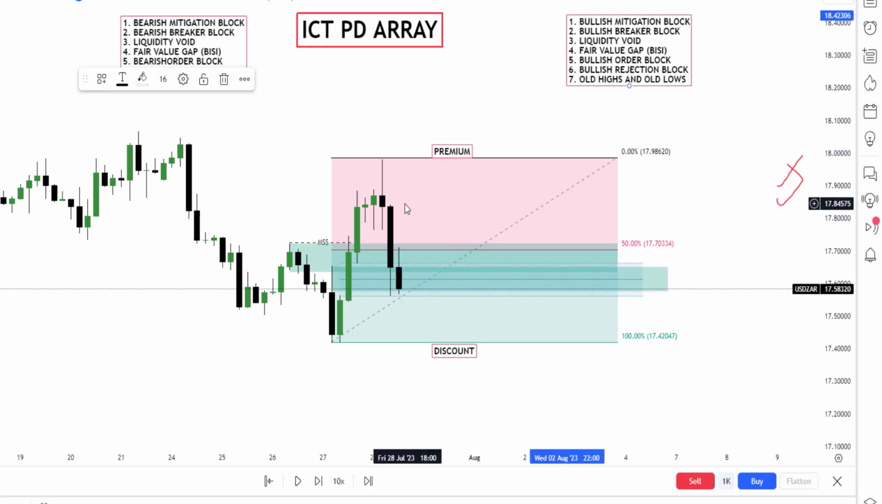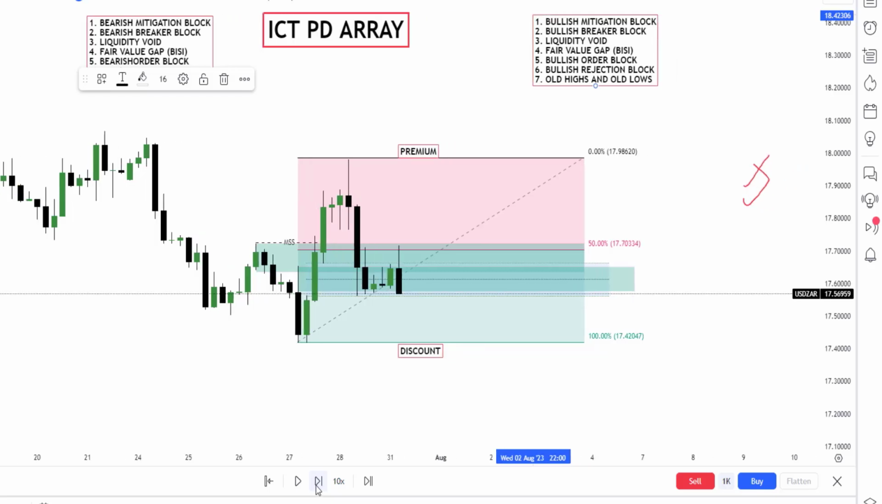I've taught about rejection block, so watch all the videos that have to do with the PD array. So as price is coming, if this order block and fair value gap did not reject, a rejection block will quickly push it up. And then if that did not happen, old high or old low. This is an example of old low right here. So price is expected to be rejected at that point.